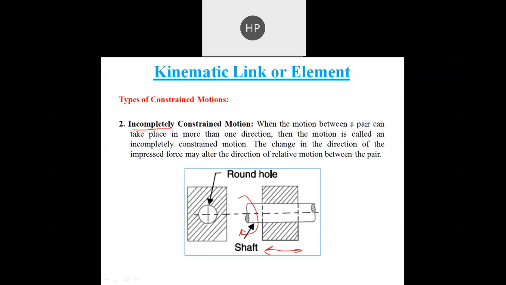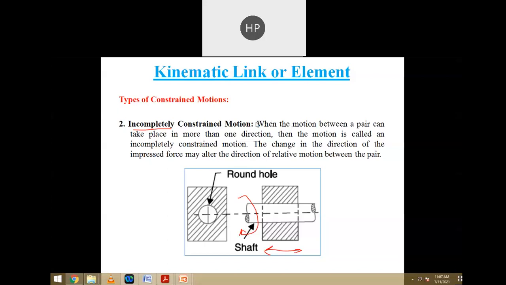That's why it is known as incompletely constrained. Just a minute. So in that case, it may be considered as a, just a minute. So in that case, we have two motions.